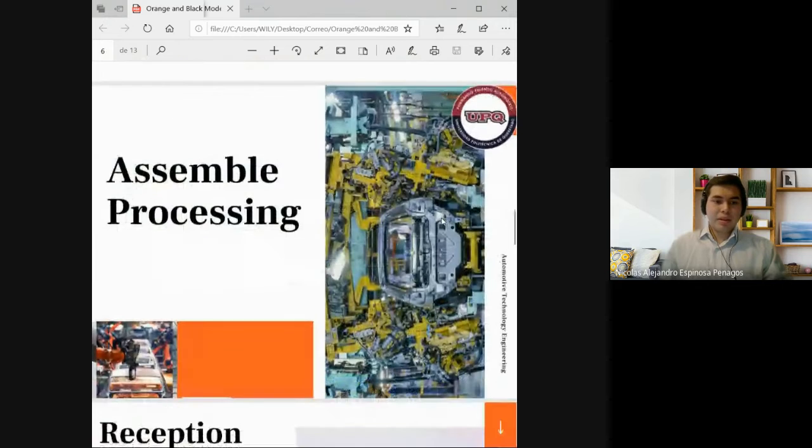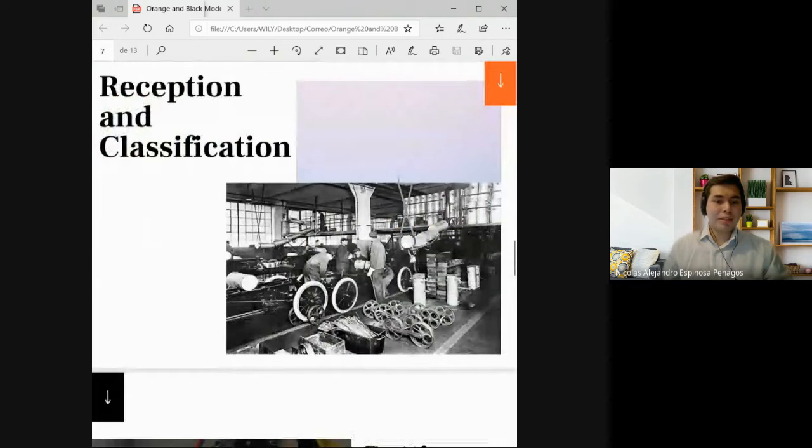And let's start with the assembly process of a car. The assembly of an entire car refers to a production line and starts with the reception and classification of pieces. In this portion, the logistics and warehouse departments are in charge of doing an inventory, and the inventory refers to the parts that you need to fabricate this product.